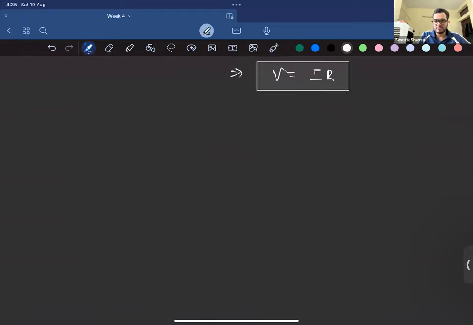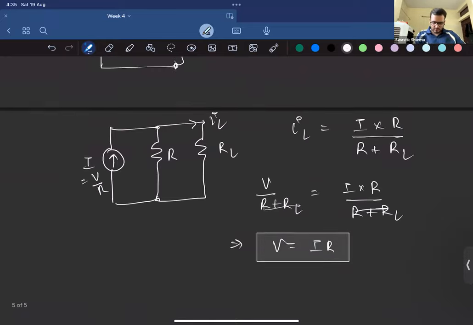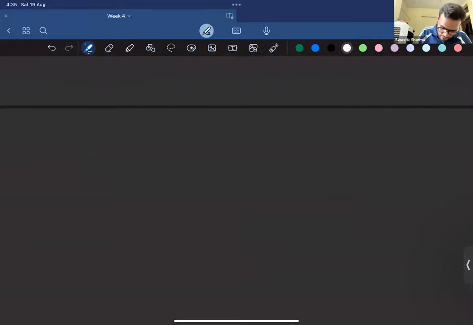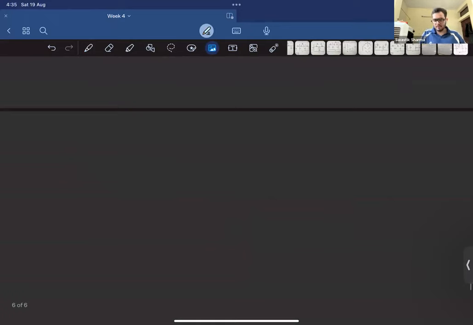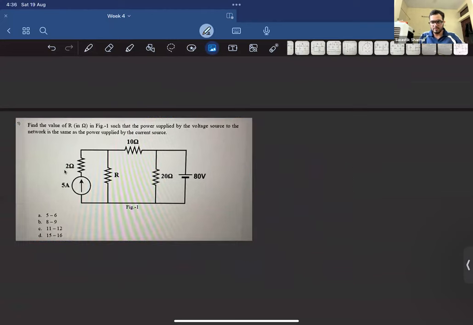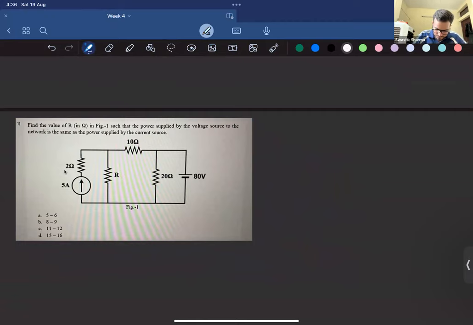Okay, now this was source transformation. What more was there to discuss? Superposition. Okay, I guess this was all. We'll discuss Thevenin if there's a question. I don't think there's a question, and Thevenin was not discussed fully in week 4. So once it's done by the instructor, then only can I discuss it with you. So let's solve some sample problems so that you're able to solve that week 4 quiz.